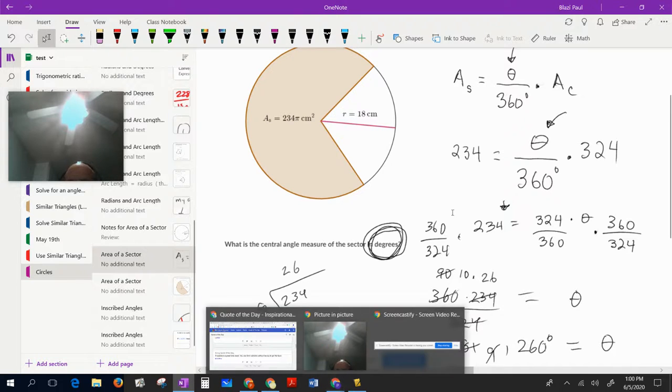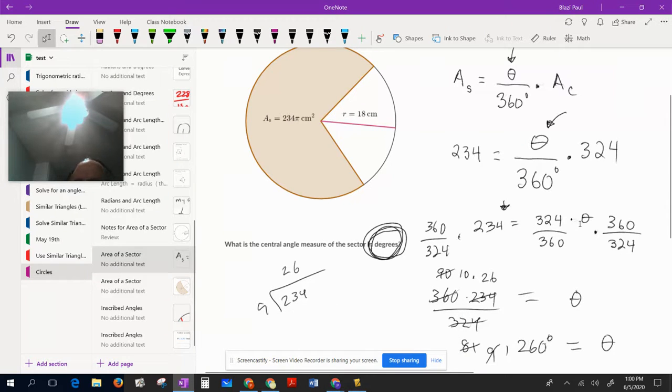A lot of fractions in there and a lot of math in there. But slow it down. Slow down the video. Go through it. All right.